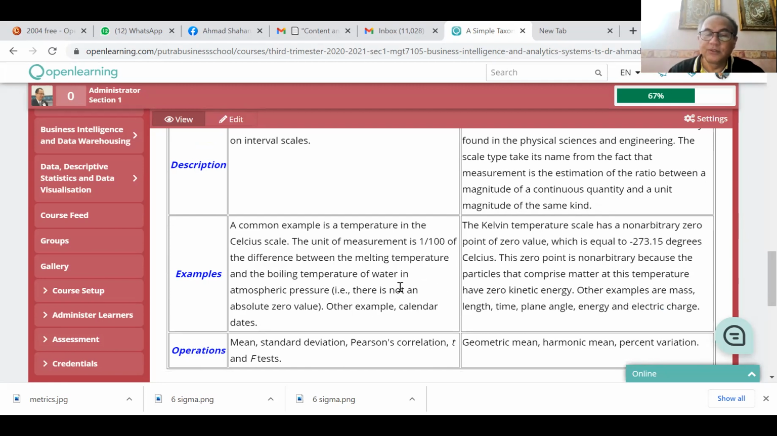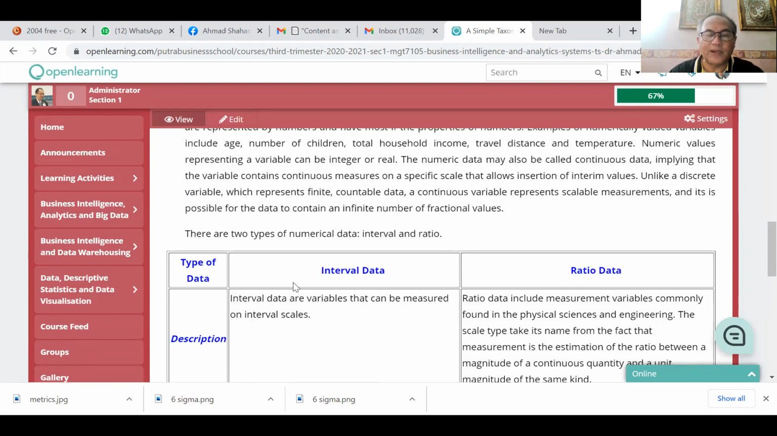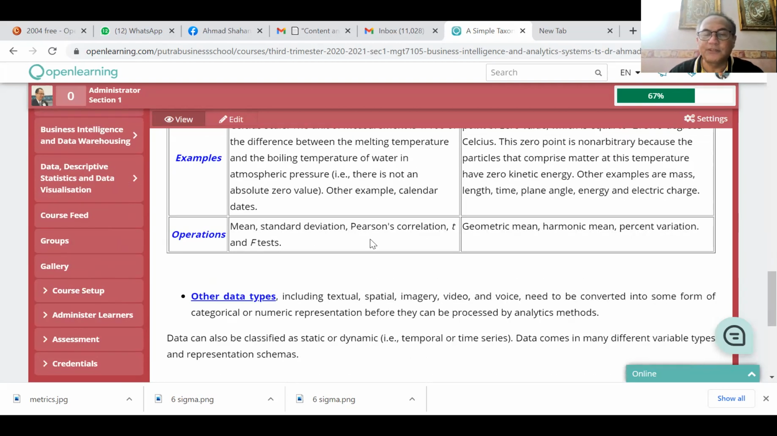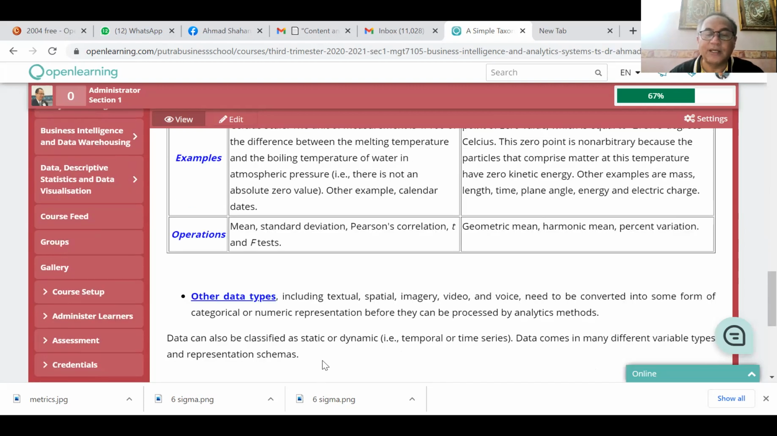So other examples of interval scales are calendar dates. We have 1, 2, 3 up to, say, for January, up to 30th, or there are months where we have 28, we have 29. So these are interval scale. Other examples for ratio data are mass, length, time, energy, electric charge. So operations that you can conduct using this interval data are mean, standard deviation, Pearson correlation, T and F test. For this ratio data, you can do geometric mean, harmonic mean, percent variations.